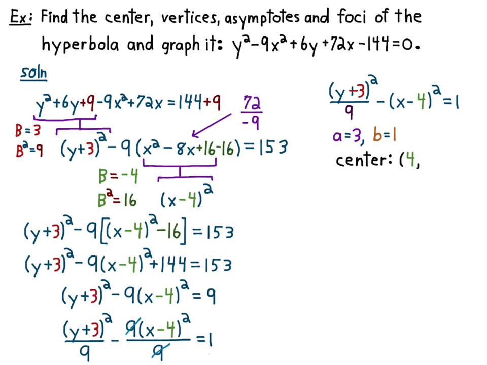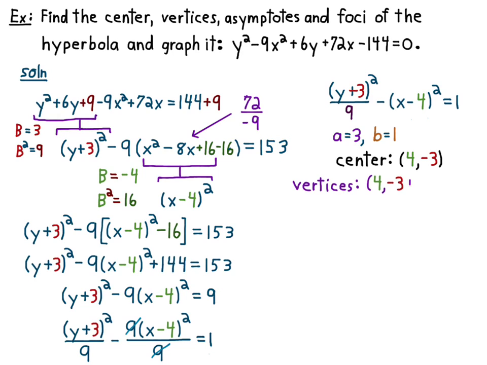So I'll need it. The center: you set y plus 3 equal to 0, you get y equals negative 3. That's the second coordinate. Set x minus 4 equal to 0, you get x equals 4. The x coordinate is 4. That's so you don't get the two coordinates backwards, okay?